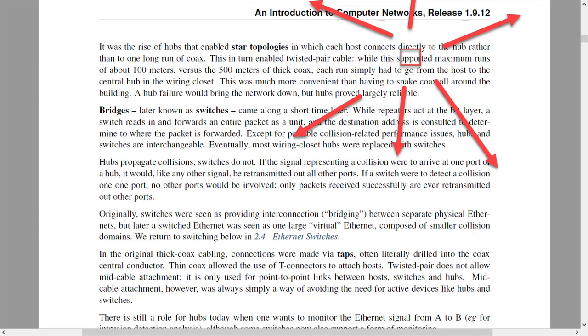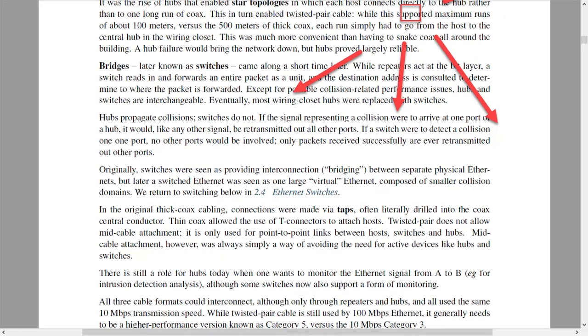Bridges, which are now called switches. Repeaters act at the bit layer, and a switch reads and forwards packets. So they don't actually look at the little bits, they just do the whole thing. Any collision that occurs on a network is propagated by a hub, whereas switches do not allow the collisions to propagate. So that's kind of why hubs are used very rarely. But I think your first project is to make a hub, so that way you can see how those packets crash and resolve them.